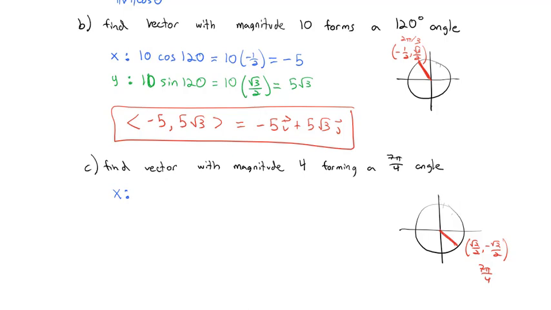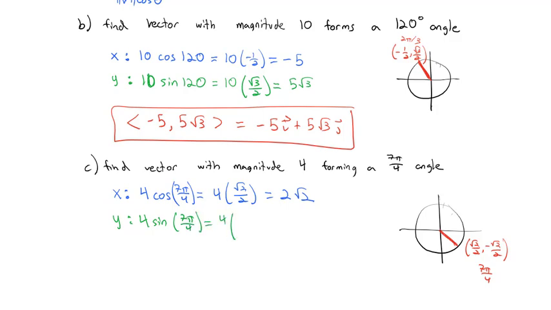So when we want the x component, it's the magnitude of 4 times the cosine of 7 pi over 4, which is 4 times the x-coordinate, root 2 over 2, or 2 root 2. To get the y component, exactly the same. We're just going to take the sine of 7 pi over 4, which is 4 times negative root 2 over 2, which gives us negative 2 root 2. And so our vector with magnitude of 4 that forms a 7 pi over 4 angle is 2 root 2, comma, negative 2 root 2 in component form. Or in terms of i and j, it's going to be 2 root 2 i minus 2 root 2 j.